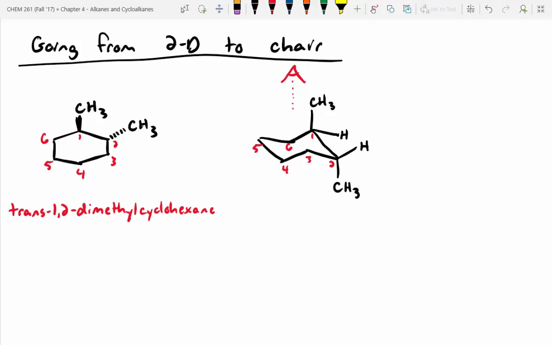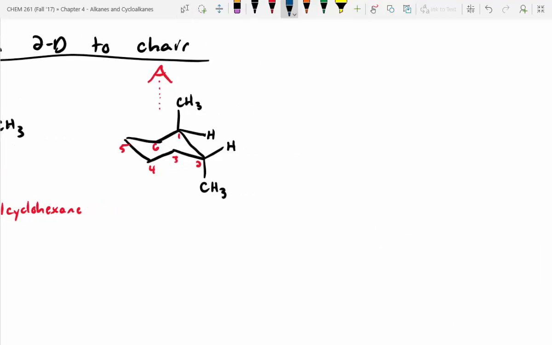Okay, so now let's do the chair flip. Again, I'm going to do little hinges here. So carbon 1 to carbon 3 is a hinge. Carbon 6 to carbon 4 is a hinge. And carbon 2 in this case is going to be our imaginary footrest. So I'm going to pull this footrest up. And then carbon 5 is our headrest, so I'm going to pull that headrest down.